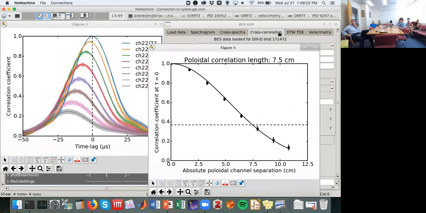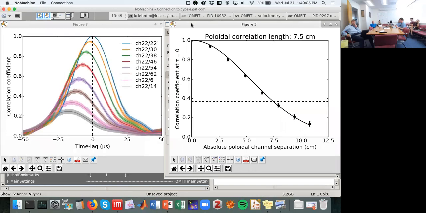All right, and then the last turbulence parameter in here is the correlation length. So here it's plotting the value of this correlation function at zero time lag, showing how correlated the turbulence is as you increase channel separation. So this is correlation versus channel separation. And once again, it usually follows a Gaussian decay if the data has high signal to noise ratio. In this case, the correlation decay 1/e length scale is about 7.5 centimeters or so.